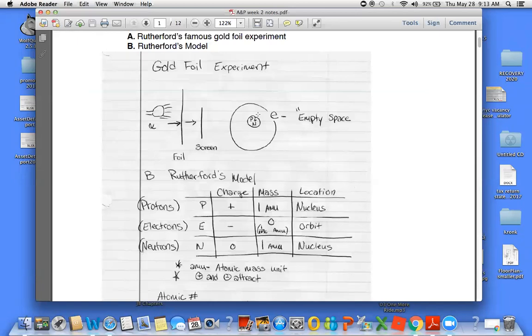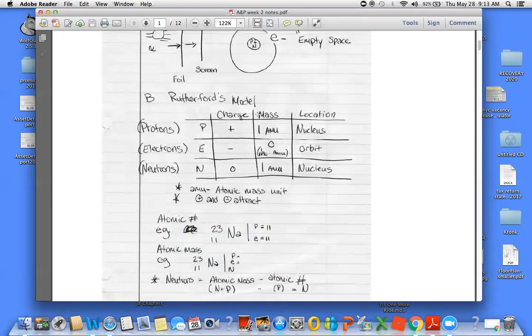Rutherford's model shows an electron orbiting around a dense nucleus made of protons and neutrons. What am I talking about? Protons, electrons, and neutrons are known as subatomic particles. And I drew a little chart for you here to help you remember the characteristics of each of these. Protons have a positive charge. What does that mean? Well, for our purposes, a positive charge is the opposite of a negative charge. Electrons have a negative charge, protons have a positive charge, and that's what keeps the atom together.